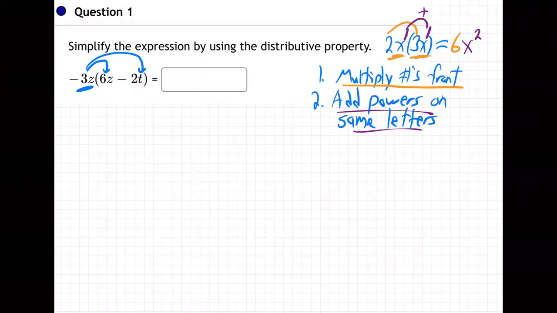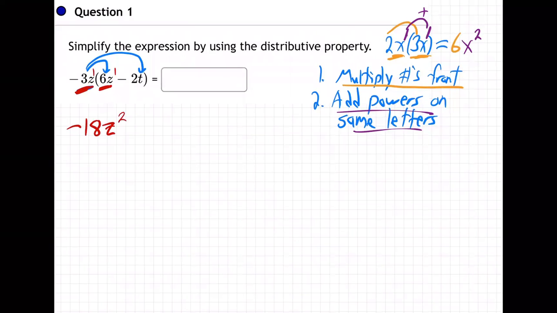Coming on back over here, I'm going to take minus 3z times regular 6z. Going to multiply the numbers in front. Minus 3 times 6 is minus 18. And then add the powers: z1, z1, z squared.